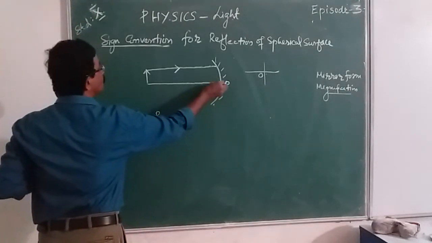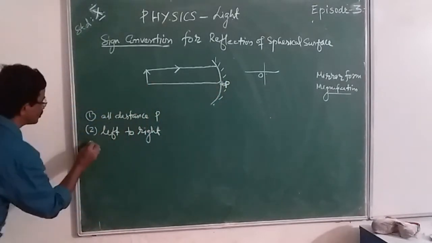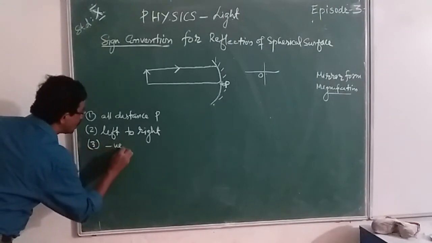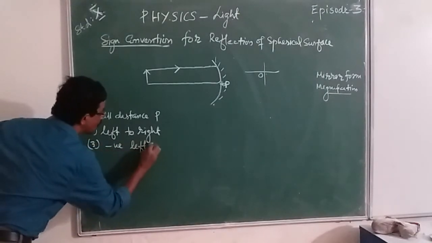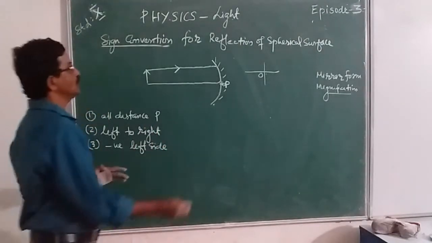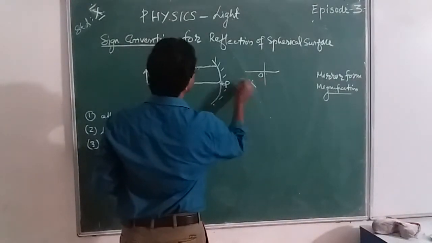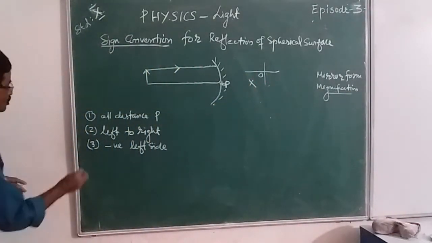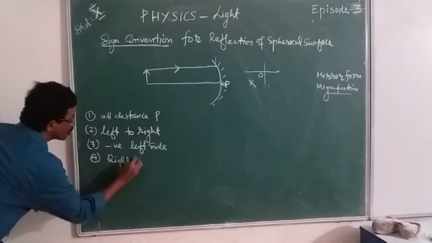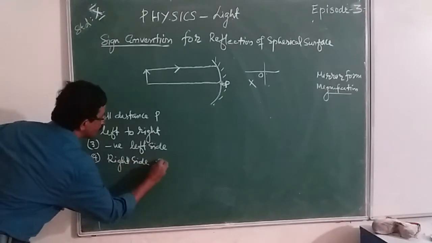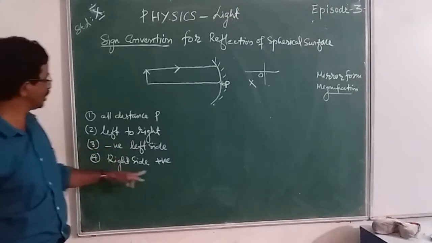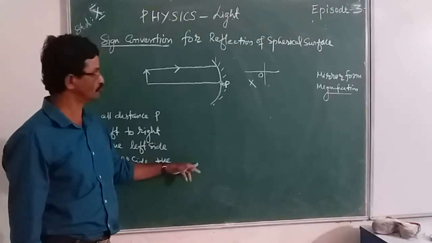Distance from the pole to the left side we take as negative. Which side? Left side values are taken as negative. Distance to the right side of the pole is taken as positive. Distance to the left is negative and distance to the right is positive.